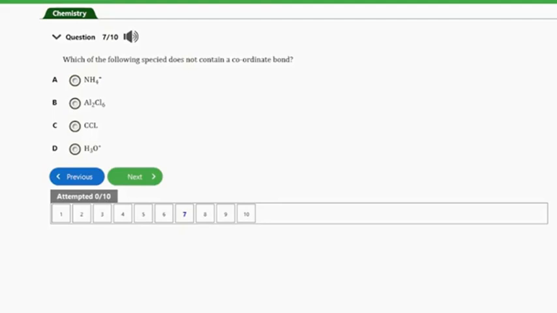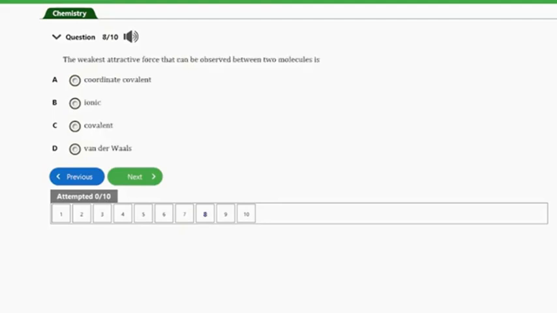So in a coordinate bond, there is usually sharing of electrons, and then there is a situation where the two electrons actually are derived from the same atom in this sharing of electrons. So it's not equally distributed in this case. So that's the case of coordinate bond that makes it distinct from ordinary covalent bonding. So guys, that's it about this question. Option C is the answer to this question. So let's consider the next question.